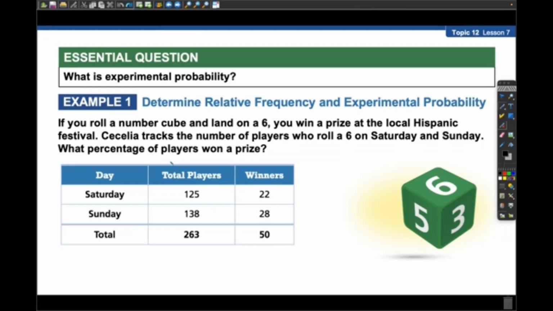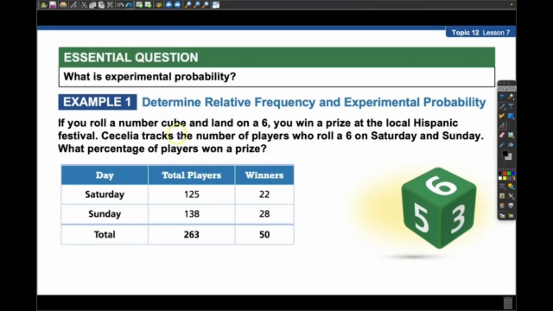So, real quick, last lesson, lesson 6, was about theoretical probability, which is what should happen before you run an experiment, what should happen in the situation when you go do it. Flipping a coin, you get heads or tails, that's 50-50. But when you do the experiment and you actually flip the coins, something else can happen. That is what experimental probability is. All right, so let's get into it.